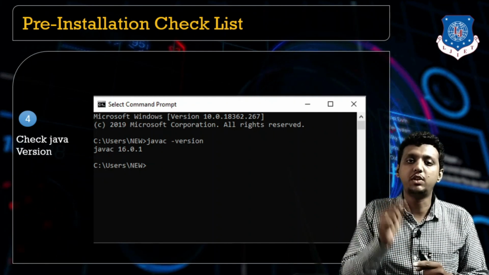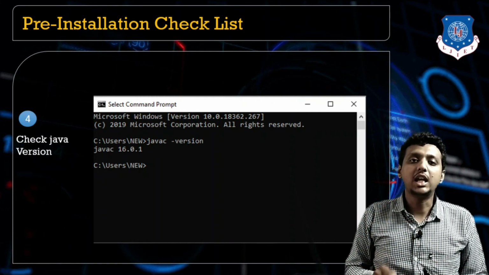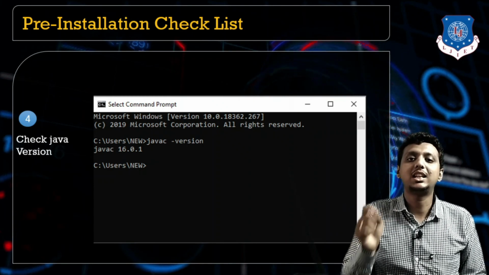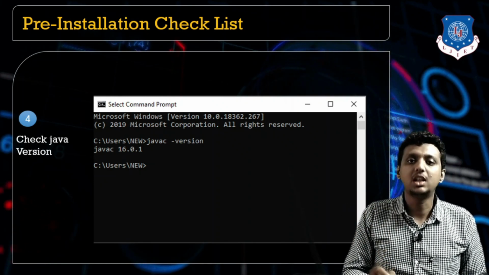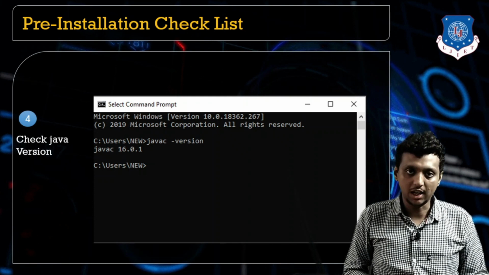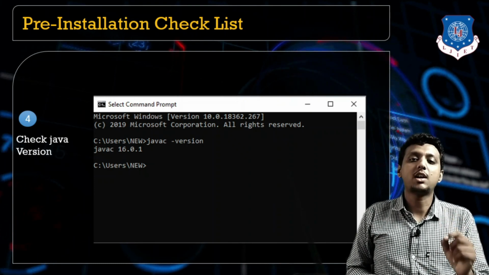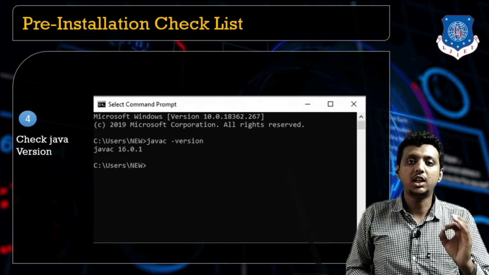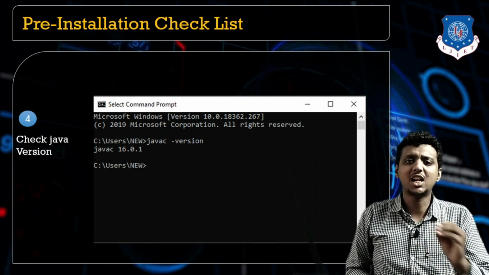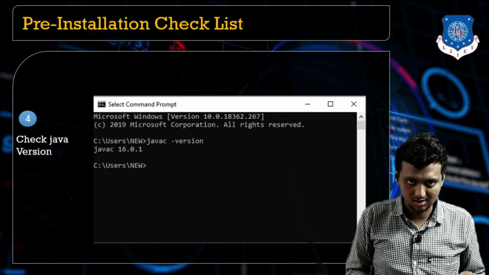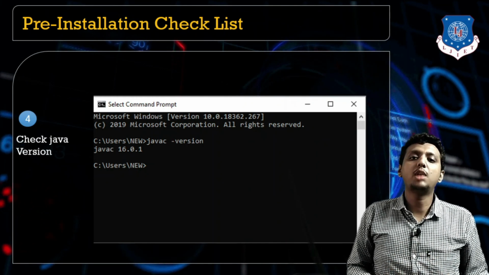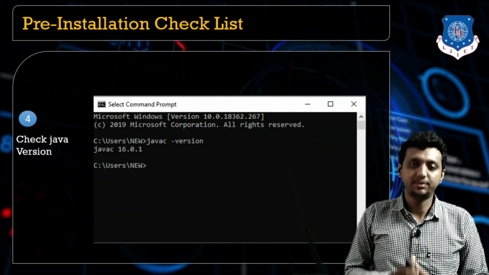You just need to click on the Windows button, write CMD, press enter, and write down javac space -version. It will show you the version over there. If a Java compiler is not installed in the computer, it will show you an error that the javac command is not recognized. Fine. So this is all about the JDK installation.